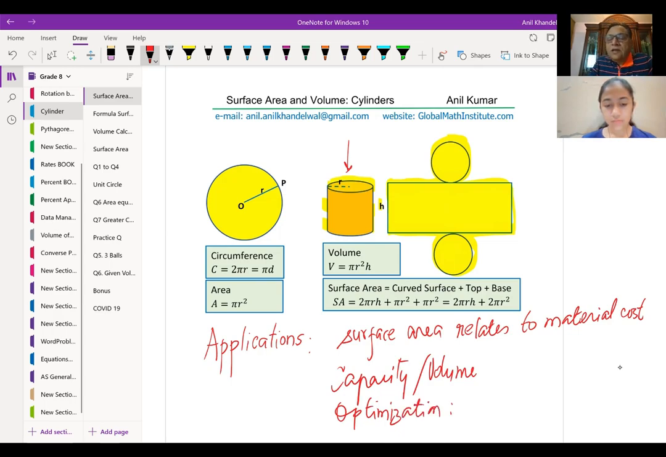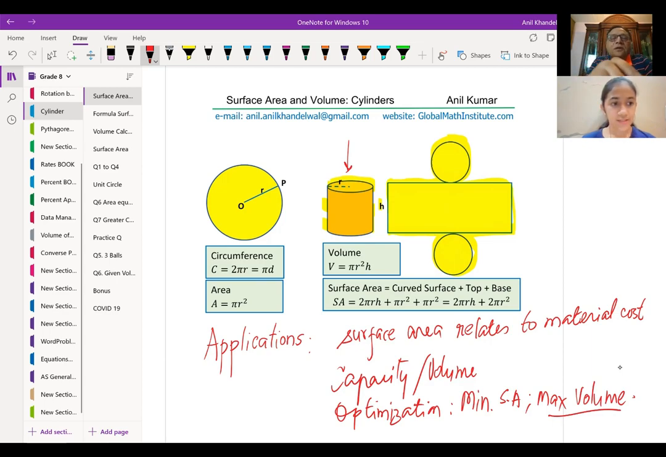Optimization will mean minimum cost, maximum capacity, right? Yes. So we say minimum surface area and maximum volume. Do you see that? Yes. There will be many questions related to what is the optimum size of your can for this purpose. You get the idea? So that is where we are going to apply it. So it's a very interesting and useful topic.